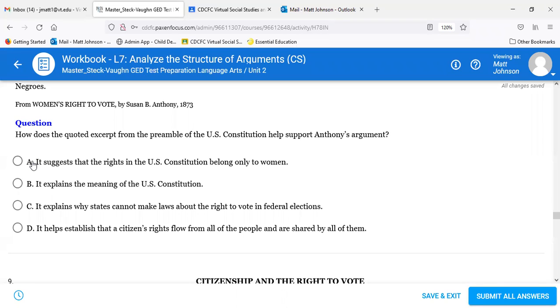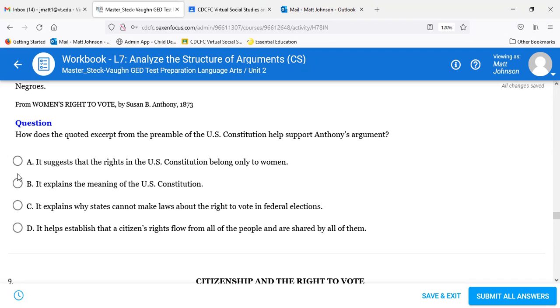How does a quoted excerpt from the preamble of the U.S. Constitution help support Anthony's argument? A. It suggests that the right in the U.S. Constitution belonged only to women. B. It explains the meaning of the U.S. Constitution. C. It explains why states cannot make laws about the right to vote in federal elections. And D. It helps establish that a citizen's rights flow from all of the people and are shared by all of them. Is it D?